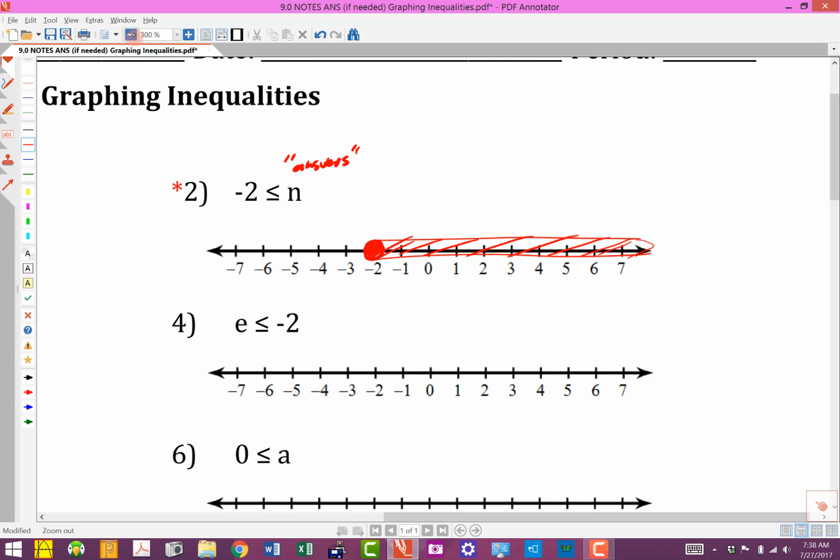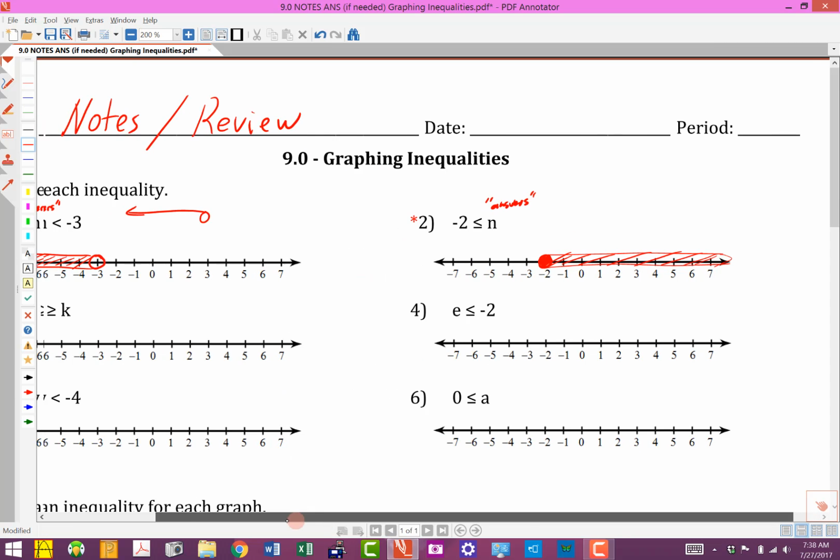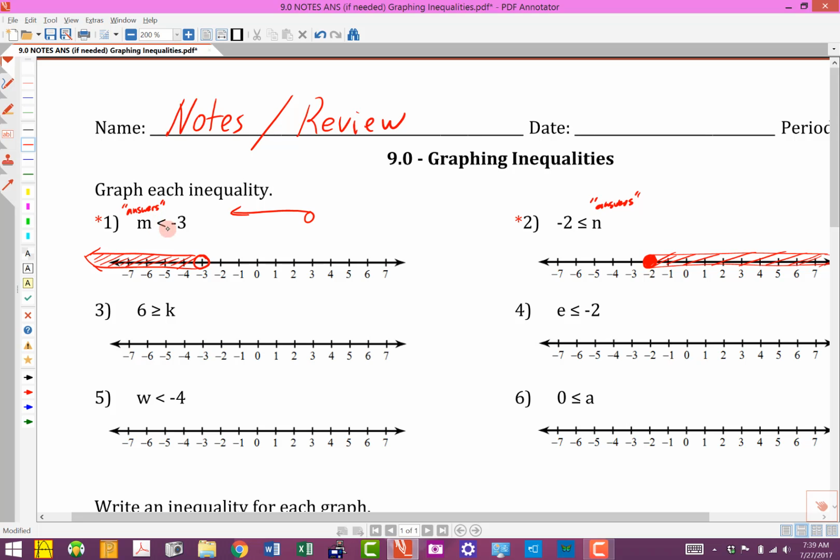Now what I'd like you to notice is, I'm going to come back here so we can see both of these. This is a less than if we just look at the inequality, and this is a less than if we look at the inequality. But you'll notice that we're shading different directions, and that's because of where the variable is, and that's why it's so important to read an inequality from the variable. So that's how to do those two.